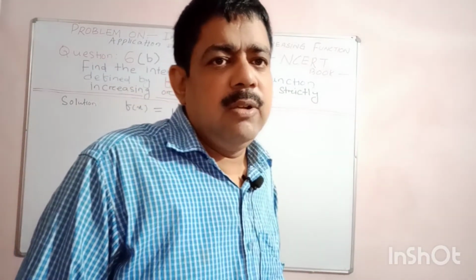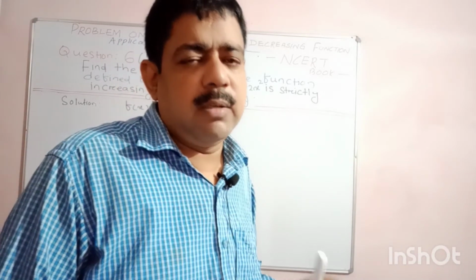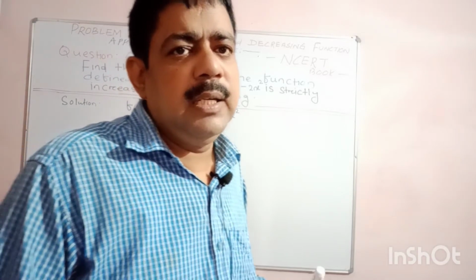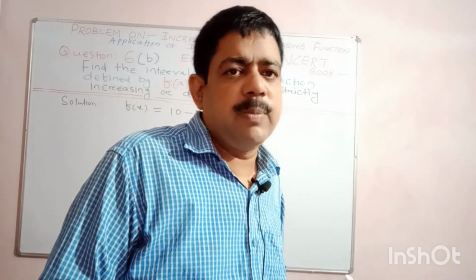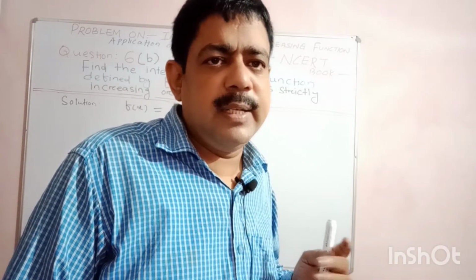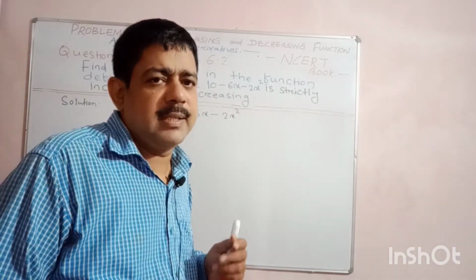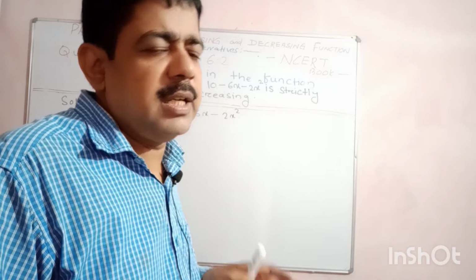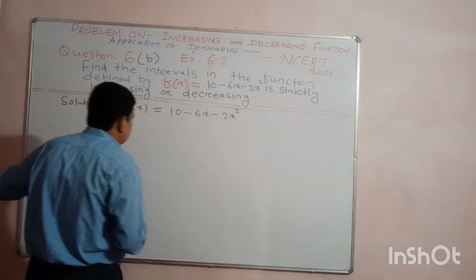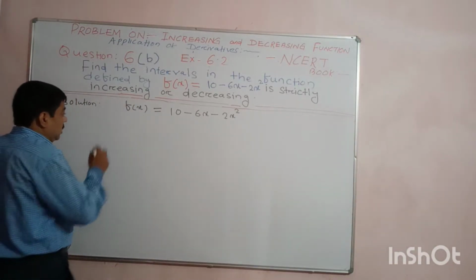In this question, we have to find the intervals in which the function is strictly increasing and the intervals in which the function is strictly decreasing, in the set of real numbers. The function given here is f(x) = 10 - 6x - 2x². To find the increasing and decreasing intervals, we have to find the derivative.